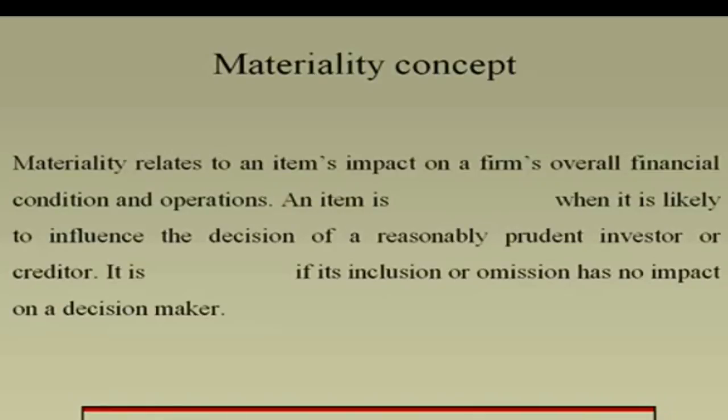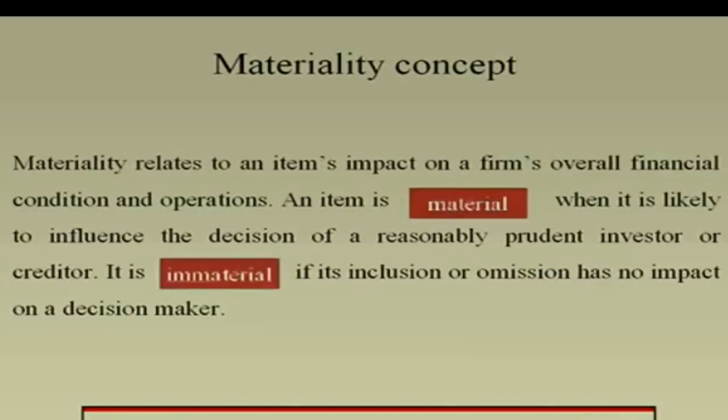Materiality relates to an item's impact on a firm's overall financial condition and operations. An item is material when it's likely to influence the decision of a reasonably prudent investor or creditor. It's immaterial if its inclusion or omission has no impact on a decision maker. Generally, if an item is material, you have to show it as an asset. If an item is immaterial, you can just throw it in under miscellaneous expense.